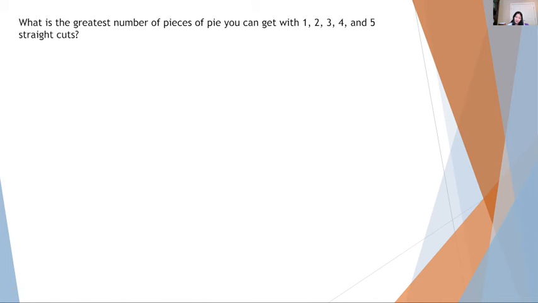What is the greatest number of pieces of pie you can get with 1, 2, 3, 4, and 5 straight cuts? We already did 3, so we already know the answer to that. One, that's really simple. Two, that's simple. But I'm still going to give you guys a minute to solve this on your own. A good way to approach this is to make a table and see if you find any patterns. So we're gonna have to do 1, 2, 4, 5. But you should still include 3 so that you can look at the pattern, if there is one.